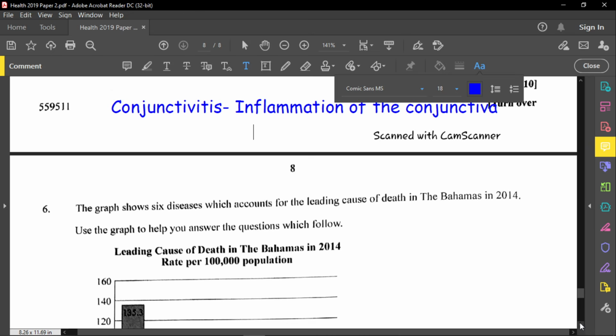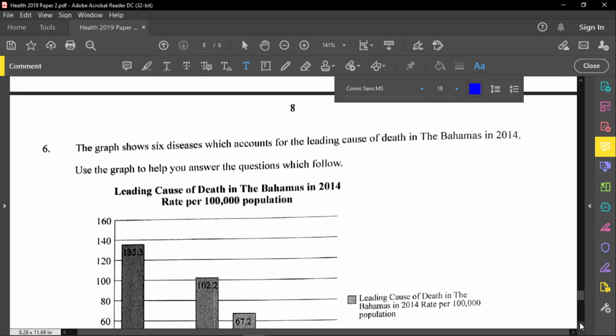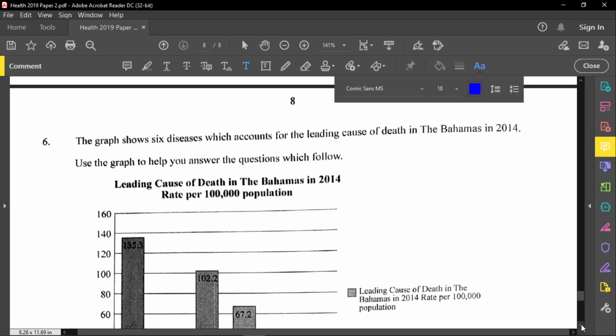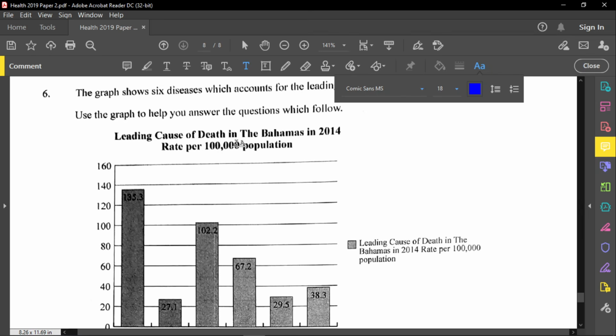All right, so part 6, question number 6, and this is the last question for this paper. And this one says the graph shows 6 diseases which account for the leading cause of death in the Bahamas in 2014. It says use the graph to help you answer the questions which follow. And so the graph title says leading cause of death in the Bahamas in 2014, rate per 100,000 population.